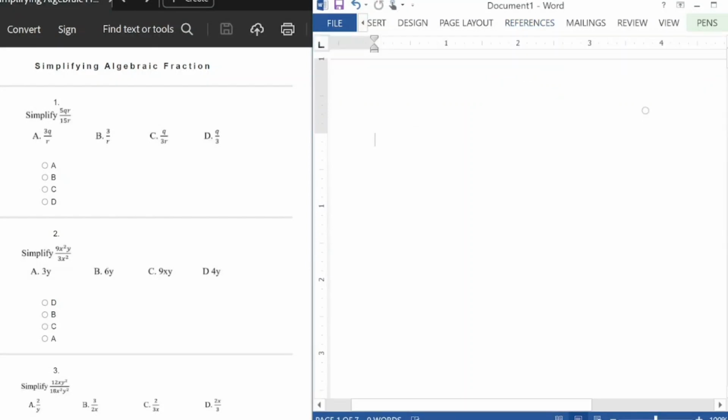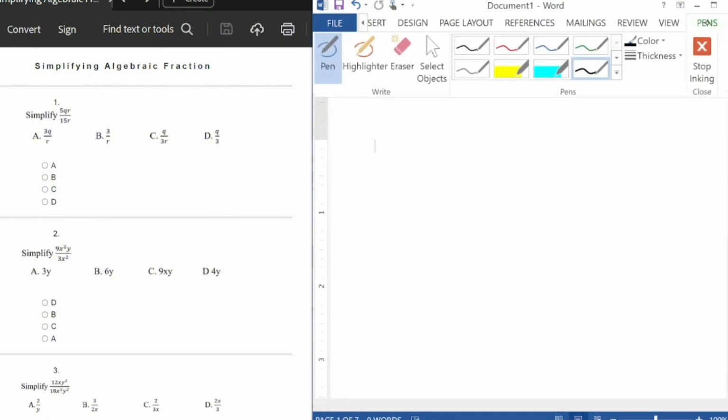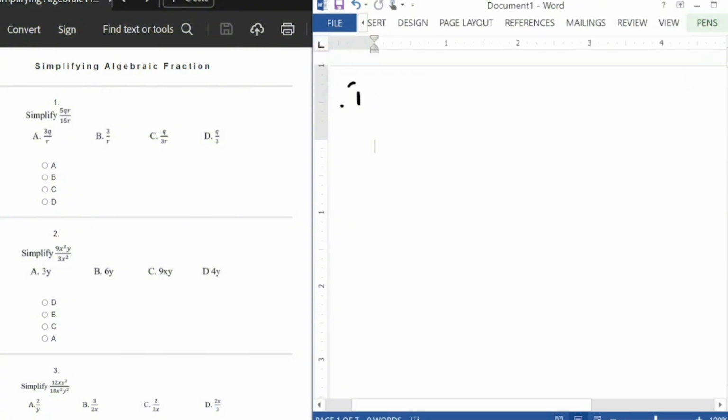So in this class, we want to look at the solutions to simplification of algebraic fractions that we treated. So the first question asks us to simplify 5qr divided by 15r. So it depends, you can cut it straight.